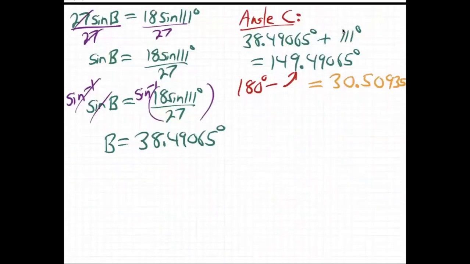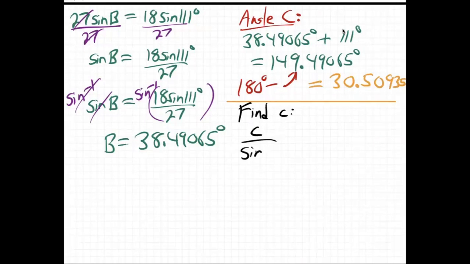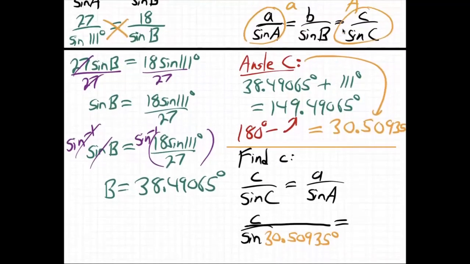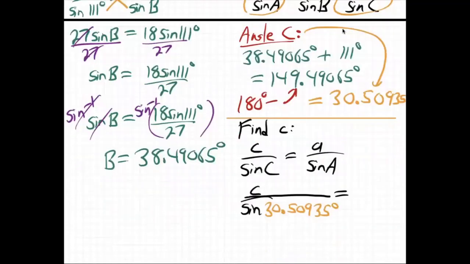So let's do it. So finally, I'm in here now, and I'm going to try to find little c. So I'm going to go little c over the sine of capital C is little a over the sine of capital A. You can put the a first or the c, it doesn't really matter. So little c over sine of, oh wait, we know capital C is 30.509 degrees, is equal to little a, which is 27, over sine 111. 27 over sine 111, like that.